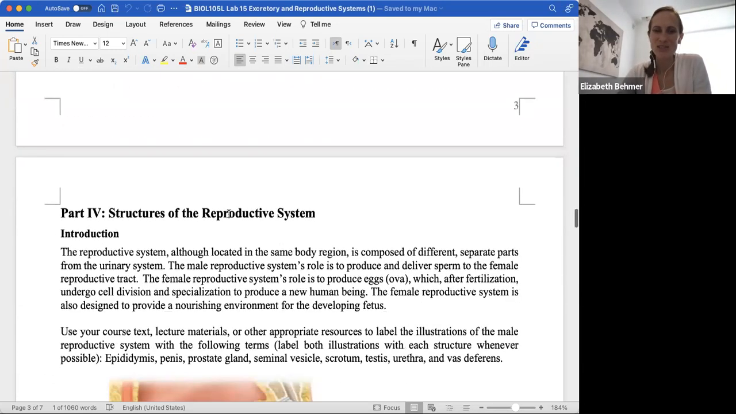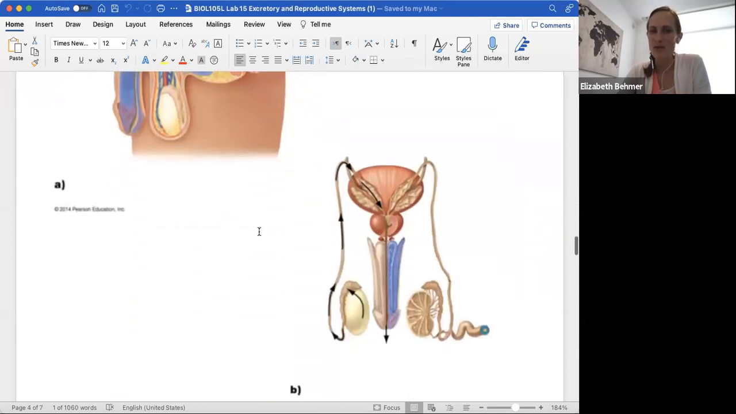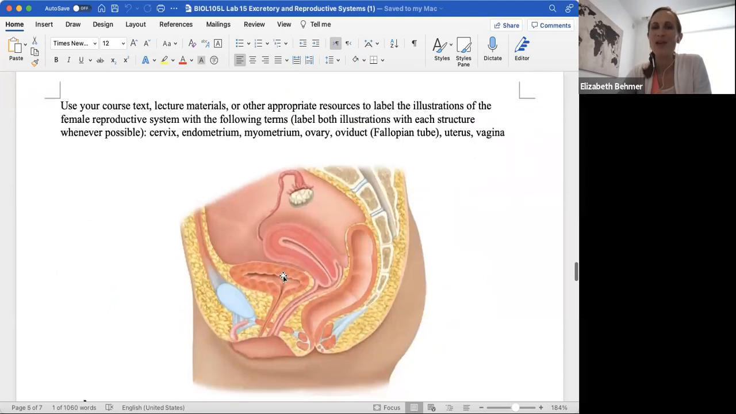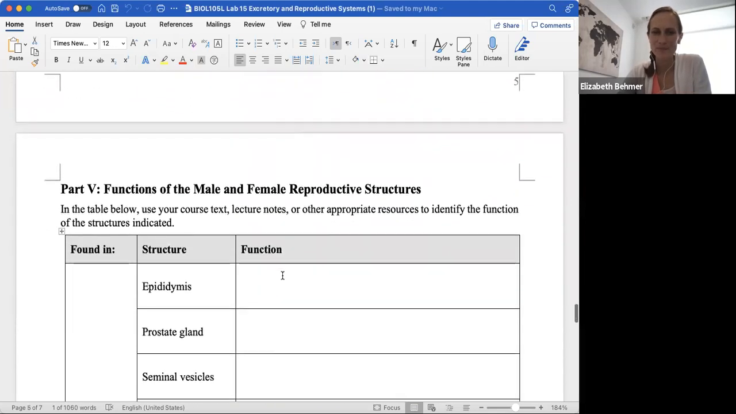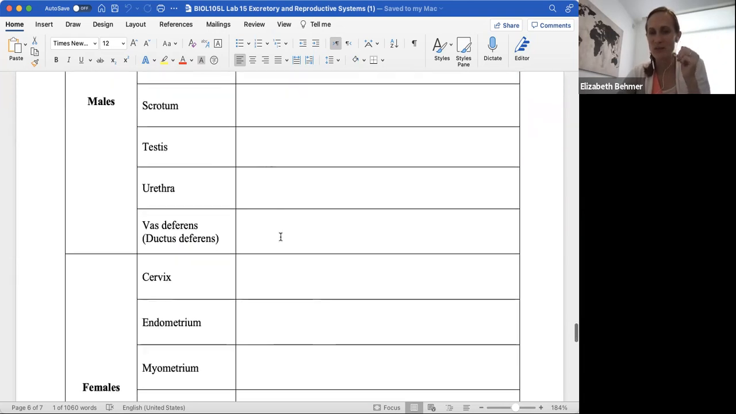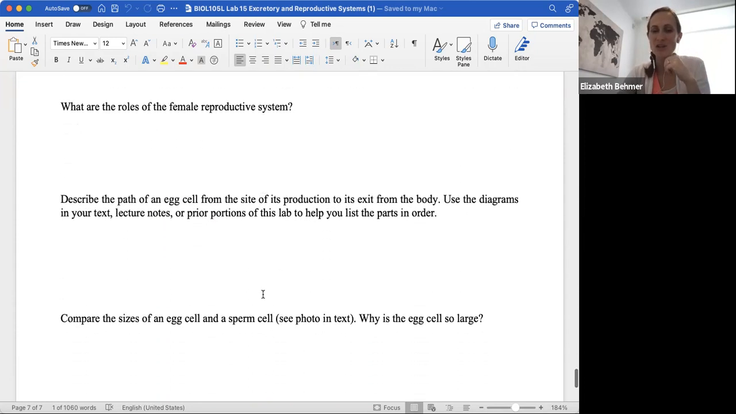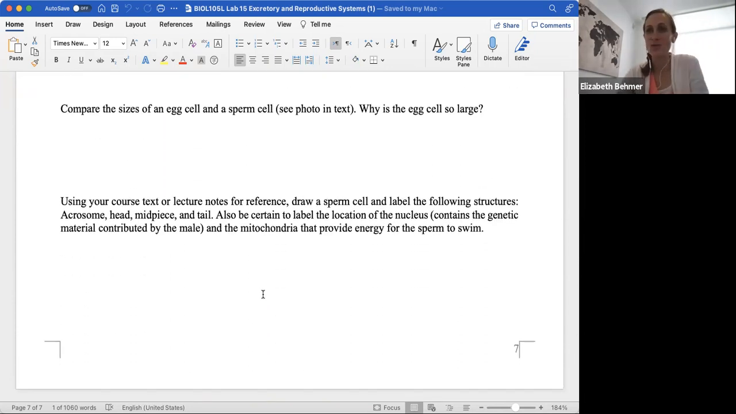So you have a couple questions to answer there, and then you have some labeling to do of the reproductive system, the male reproductive system, then the female reproductive system. And then you'll go through and list the structure and function for each of the male and female reproductive systems. There's a couple questions to answer at the end, and then that takes us through lab 15.